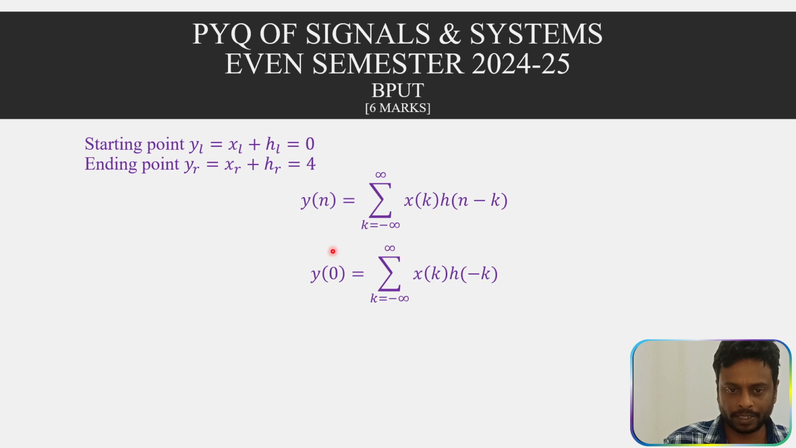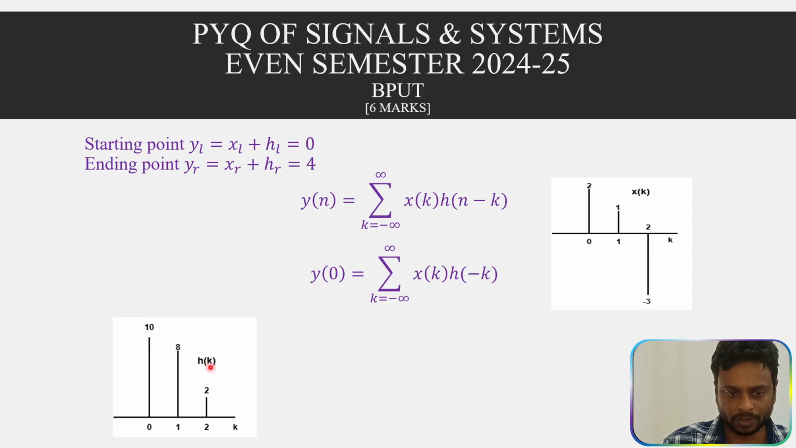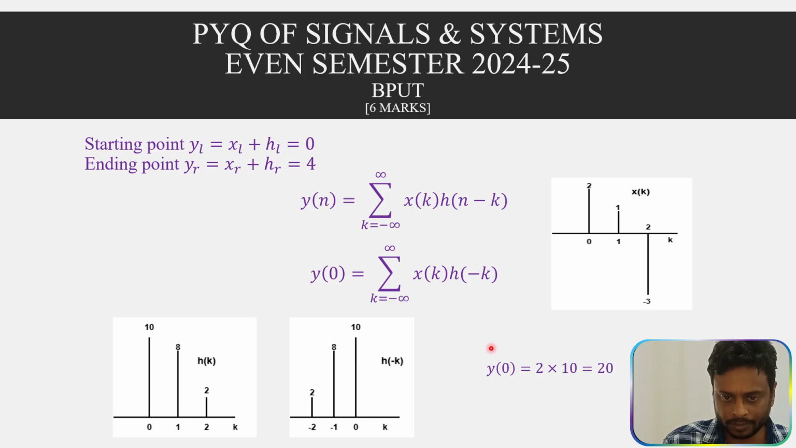So let us find out what is y of 0. So y of 0 equal to x of k into h of minus k. So if this is x of k, this is our h of k. So h of minus k means that is the time reversal or time folding. So this is our h of minus k. So let us multiply this x of k with h of minus k. Okay. So you can see there is y of 0. So at 0 the value is 2 here. At 0 the value is 10. So that is 2 into 10, it will be 20.